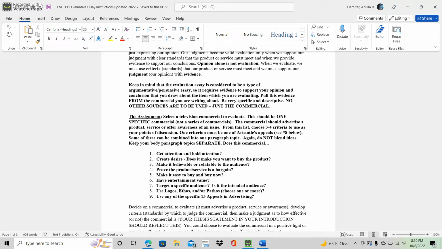Does it prove that a product or service is a bargain, maybe by comparing it to something else? Does it make it easy to buy and buy now? Does it have entertainment value? Now, of course, entertainment value might be tied in with what's up here, get attention and hold attention, because most of the time, if we're entertained, it holds our attention.